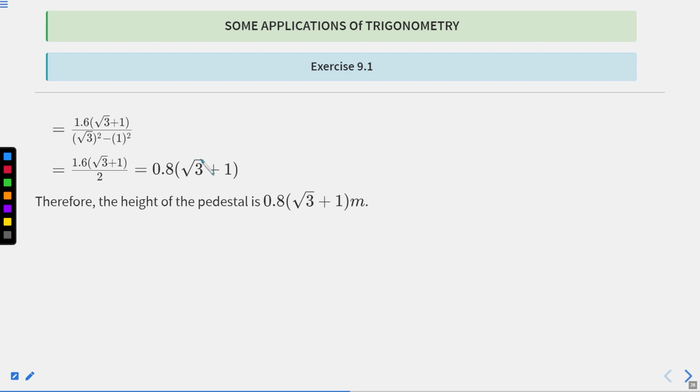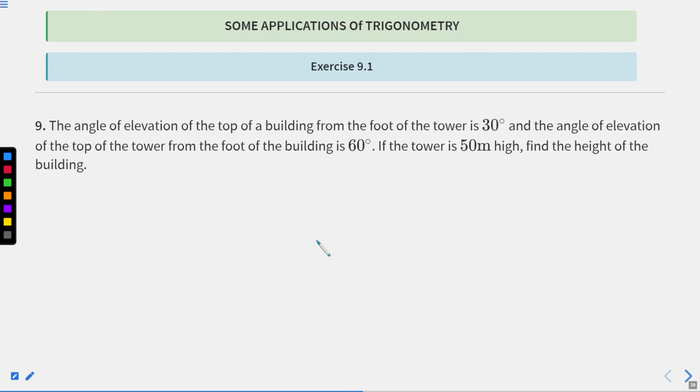Okay, and this is equal to 0.8 times root 3 plus 1. So therefore the height of the pedestal is 0.8 times root 3 plus 1 meter. Now let us move to the next exercise.